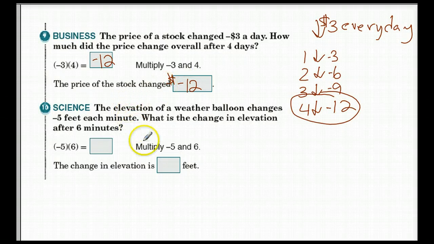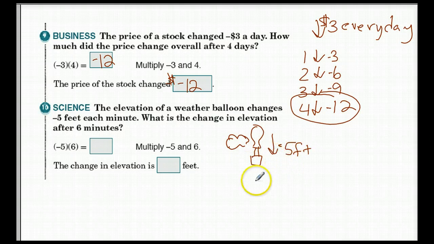Okay, science. The elevation of a weather balloon changes negative 5 feet each minute. So this one, it's going down. There's a weather balloon up there, and it's an awful weather balloon. It's in the sky. It's going down 5 feet in 1 minute, negative 5 feet in 1 minute. So again, after 1 minute, it went down 5 feet. After 2 minutes, it went down 10 feet. So on and so forth.